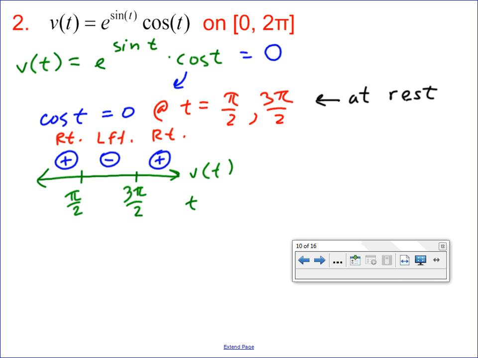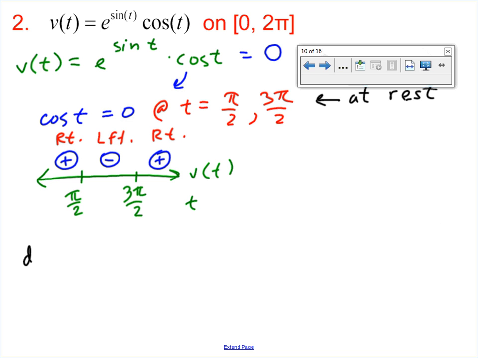Let's do analytically, displacement. So my displacement, I know, will be given by the integral from a to b, that's 0 to 2 pi, of my velocity function. In this case, e to the sine t, cosine t, with respect to time. Can I evaluate that definite integral analytically? Can I do that without a calculator? Can I find that integral?